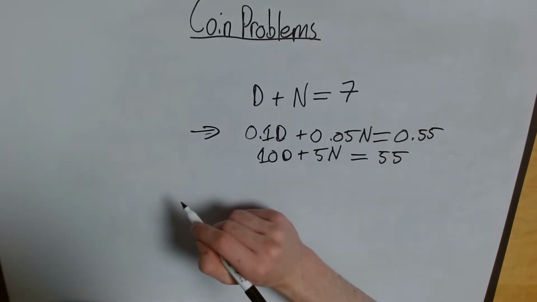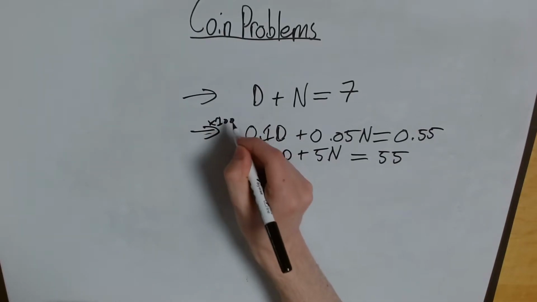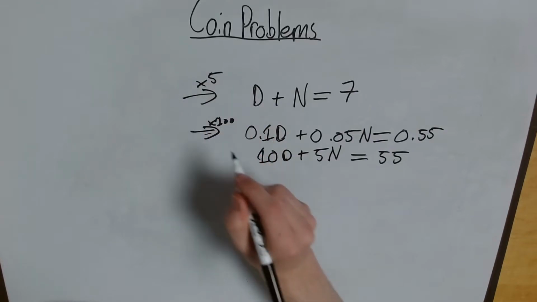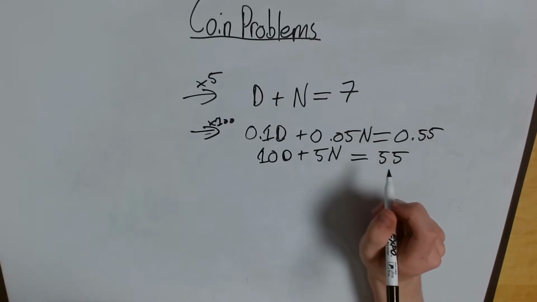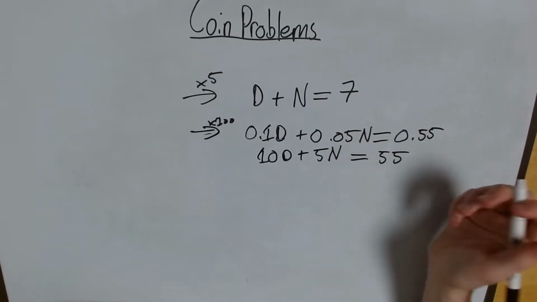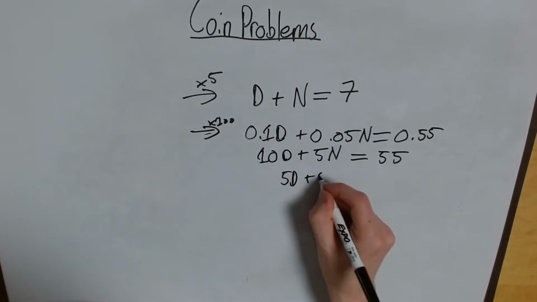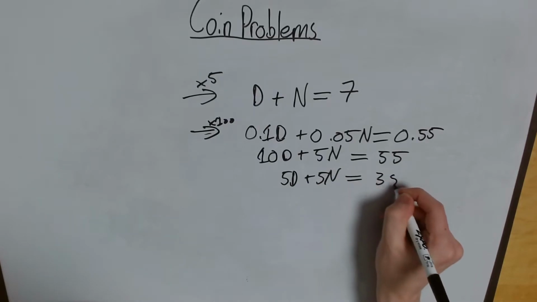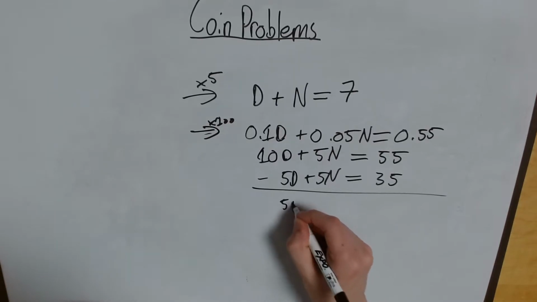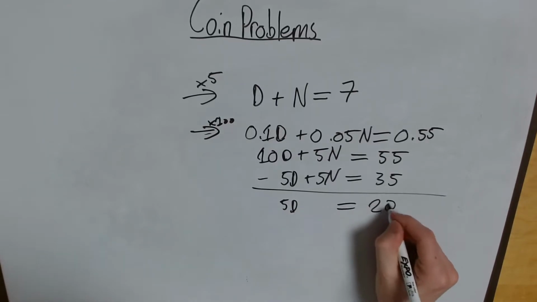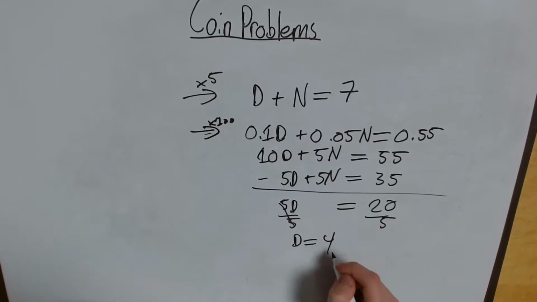Then I'm going to multiply this equation right here by 5. So when I subtract these two equations, I'll entirely remove my n term. I'll only be in terms of d and a number, which means I can solve for d. All right, so I'm going to multiply by 5 on both sides, and I get 5d plus 5n equals 35. Subtracting, I have 5d equals 20. I'm going to divide by 5, and I get d equals 4.